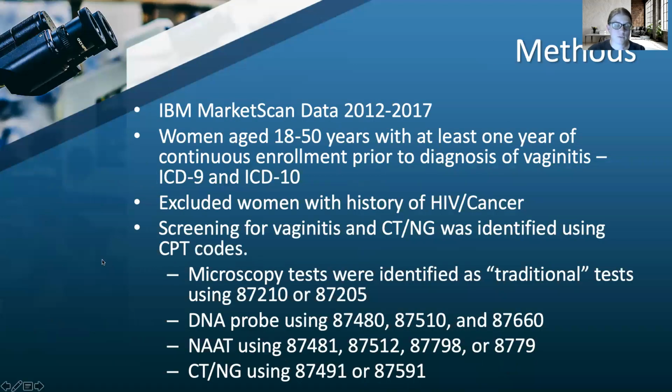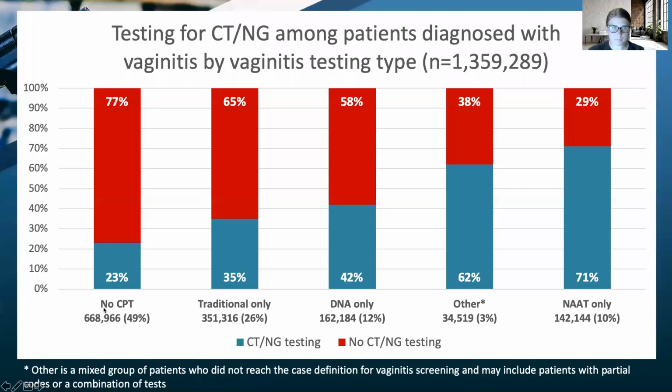So for our methods, we used IVM MarketScan data from 2012 to 2017. We used only women. We excluded women below 18 and above 50, and women with a history of HIV, cancer, and pregnancy, to limit our bias within the study and to limit our chances of finding other causes for vaginitis. We also used the following CPT codes listed down here for microscopy, DNA probe, NAT, and chlamydia and gonorrhea testing to pull the data from MarketScan.